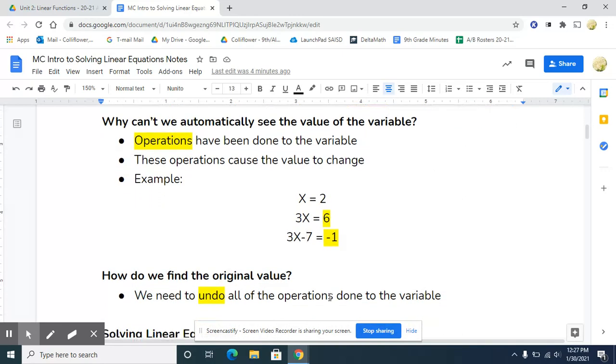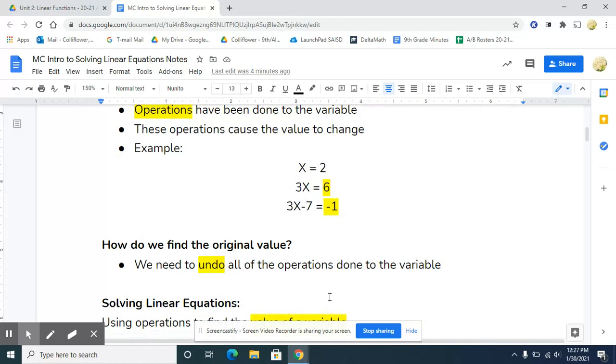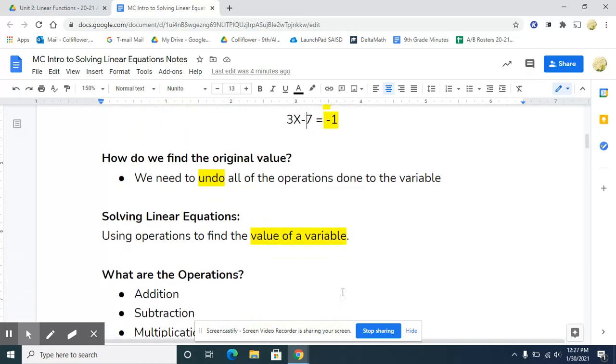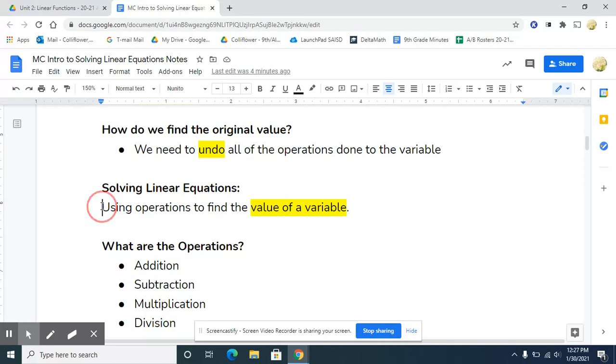So how do we find the original value? Well, we need to undo all of the operations done to the variable. So we can think of solving linear equations as using operations to find the value of a variable.